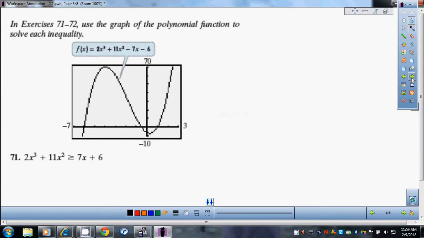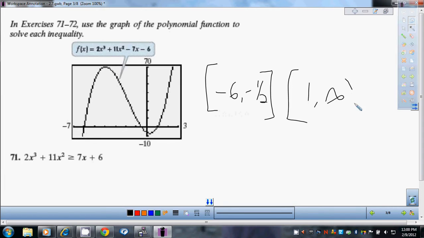Where else? About negative 1/2? You're right, and that's the answer. That's visually what it'll look like. This one was greater than or equal to 0 between negative 6 and negative 1/2, brackets or parentheses? Brackets. It has an equal sign. And then from 1 to infinity, bracket, parentheses.